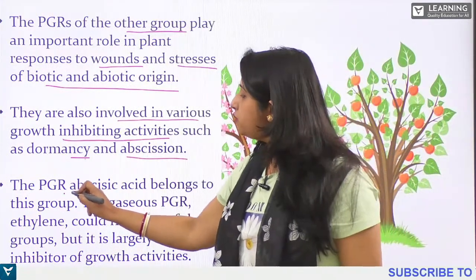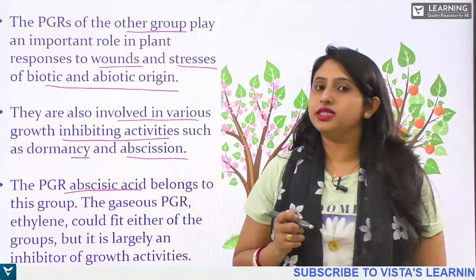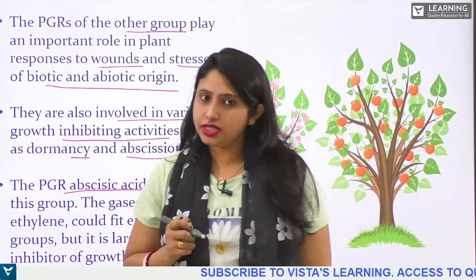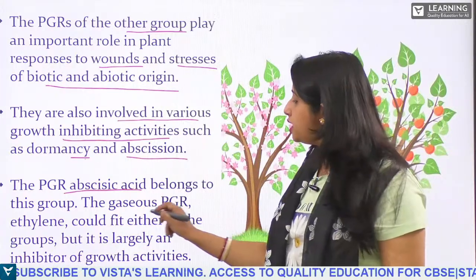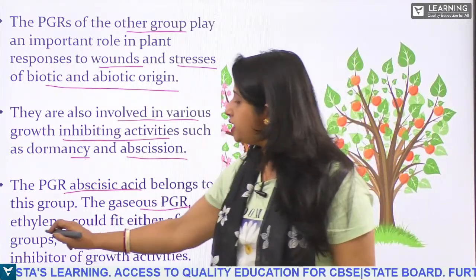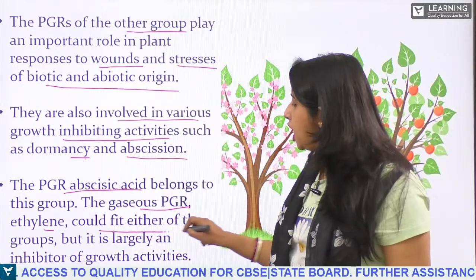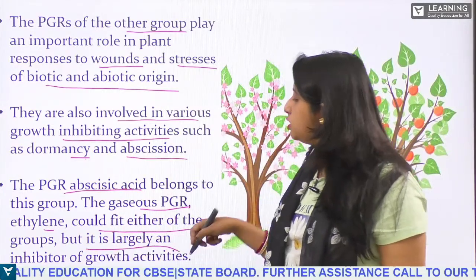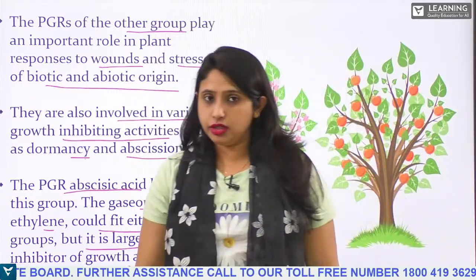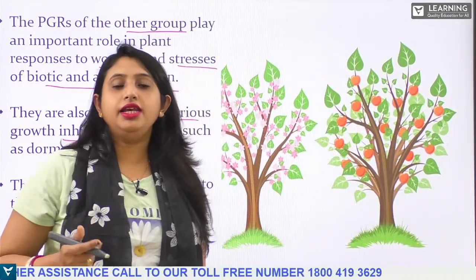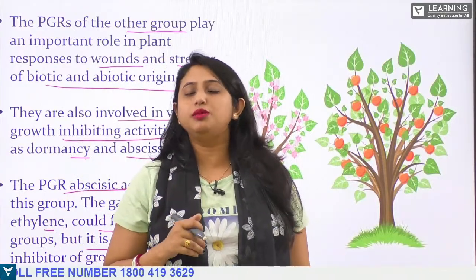So the plant growth regulator, that is abscisic acid. As I said, abscisic acid belongs to the inhibitor group. This gaseous plant growth regulator, ethylene, could fit either group, but it is also largely an inhibitor of growth activities. So ethylene can act as an inhibitor, or sometimes it acts as a stimulator also.